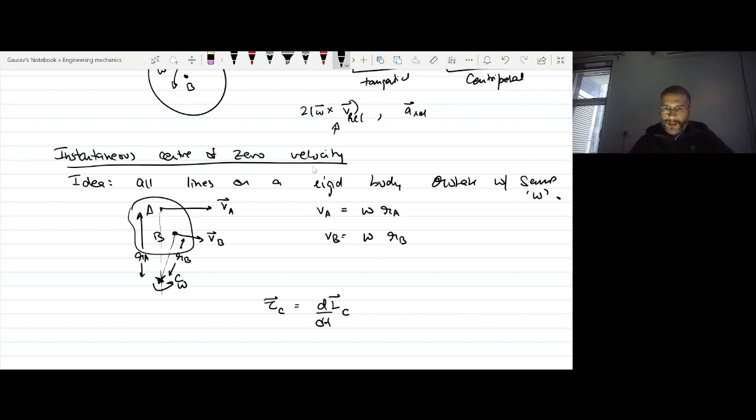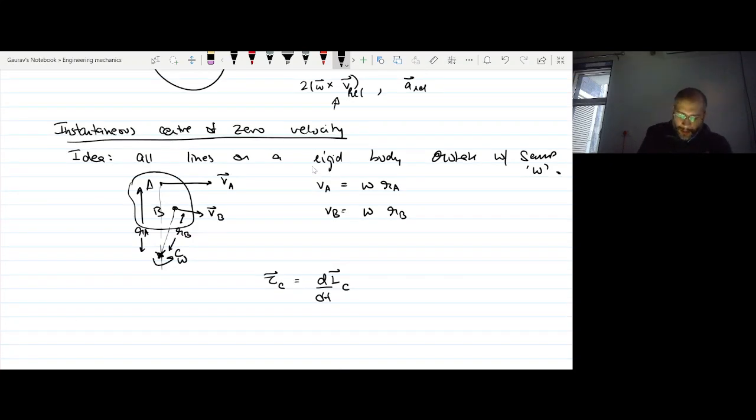So this brings us to the end of planar rotation motion. Okay, so the next topic is going to be on three-dimensional rotation, or three-dimensional motion of rigid bodies.